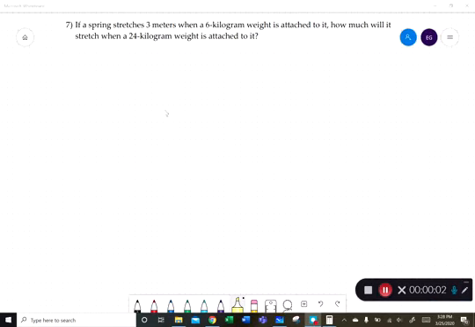If a string stretches 3 meters when a 6 kilogram weight is attached to it, how much will it stretch when a 24 kilogram weight is attached to it? All right, so what's going on here?